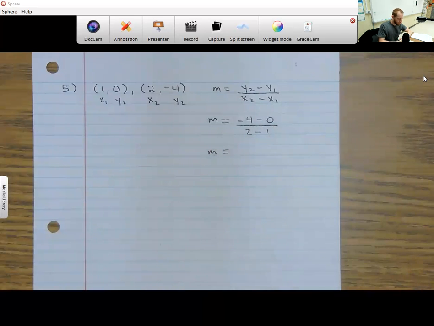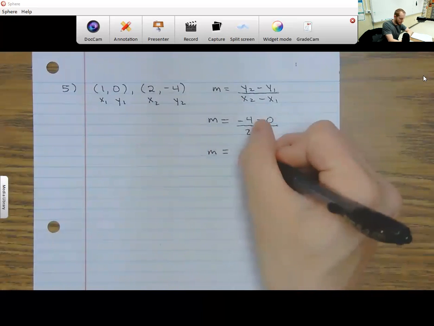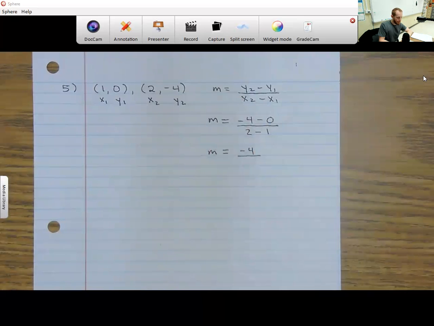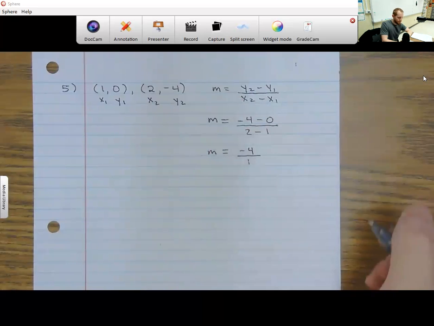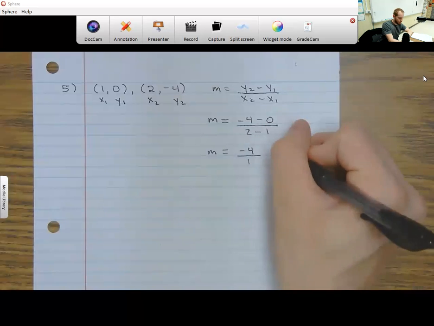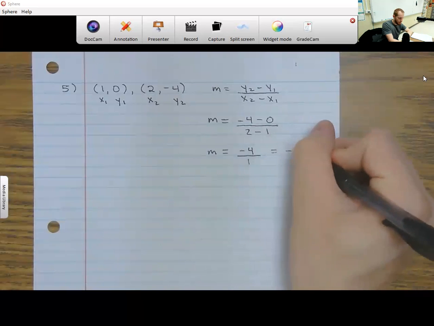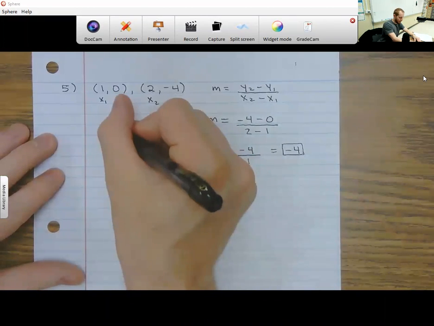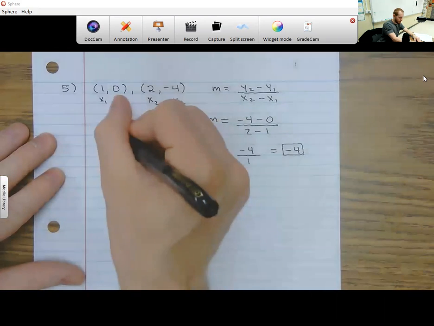Okay, so working with the top, I know that -4 minus 0 is just going to give me -4, right? If I'm subtracting 0, nothing changes there. But I have 2 minus 1 at the bottom, that's going to give me 1. So now I have -4 on top, 1 at the bottom. So I'm dividing -4 by 1. That's just going to leave me unchanged with a -4. So this is going to be a negative slope, right? My line is going to be a downward line, so it's going to be going this way. It's going to look something like that.